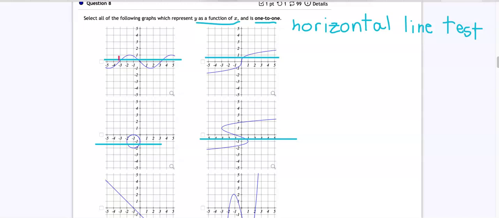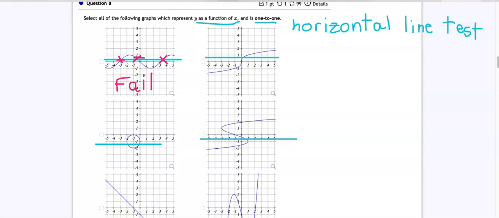But you'll notice that there is more than one location for this graph. If you draw a horizontal line through this graph and it hits more than one location, then this one is going to be failing the horizontal line test. So that means we do not have a one-to-one function, so we do not want to check the box.